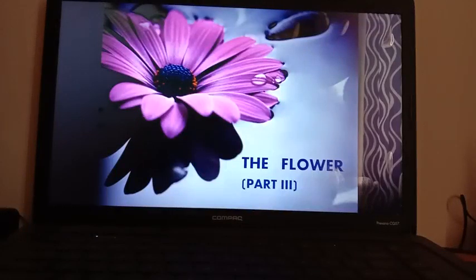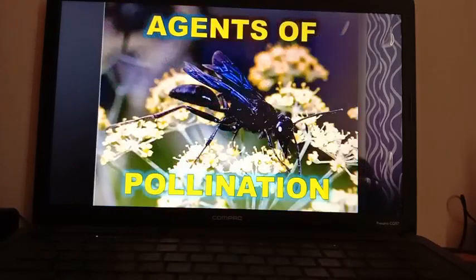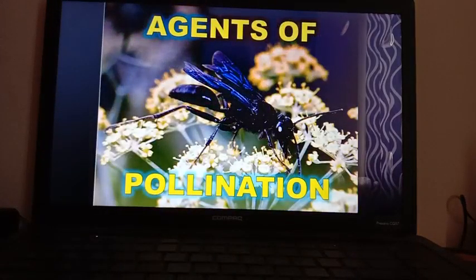Hello students, in our last class we talked about the types of pollination. There are two types of pollination, self-pollination and cross-pollination. In cross-pollination, there is a transfer of pollen grains from one flower of one plant to another flower of another plant, so it requires pollinating agents. Today in our session we are going to discuss the agents of pollination.